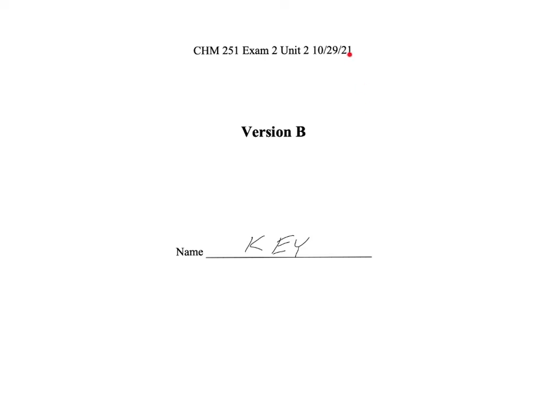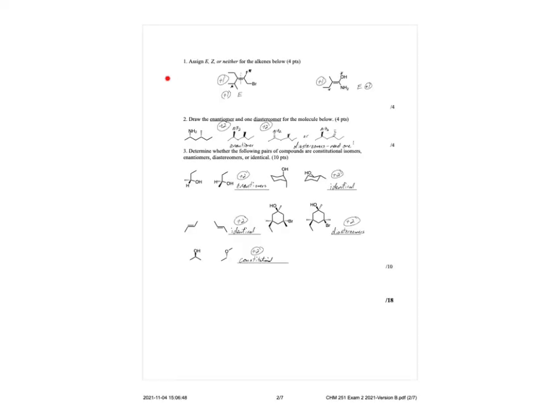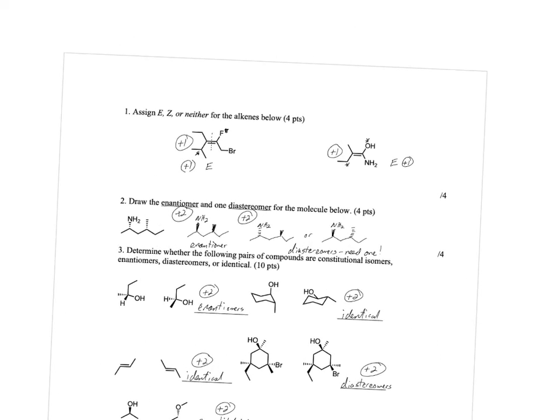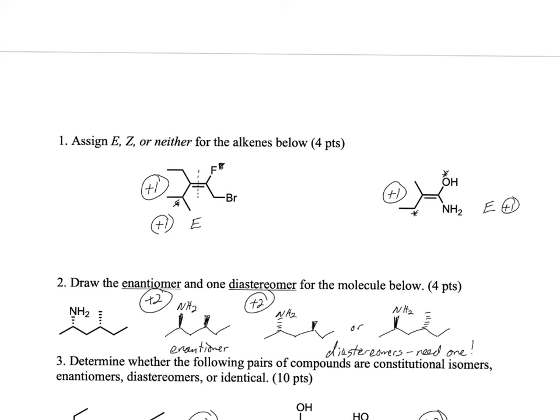All right, 2021, version B, exam 2. First thing we're going to do is some E and Z. So again, some rankings. Divide the alkene in half. Rank the things off of the carbons of the alkene. Fluorine, carbon. So even though there's bromine out here, this takes higher priority because we go one bond out at a time. So it's fluorine versus carbon.